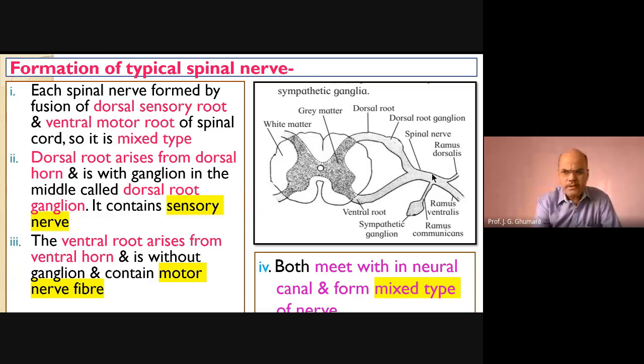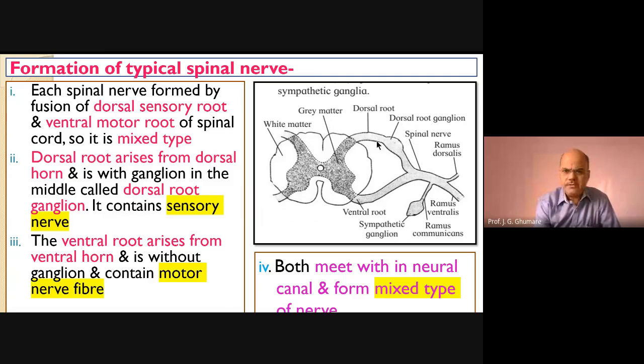Both will come together, and that will form a common nerve. This is called a spinal nerve. So tell me how it will be. The one which contains sensory as well as motor tract is called a mixed nerve. And remember here, the dorsal root will arise from the dorsal horn, and that will be with the ganglion.